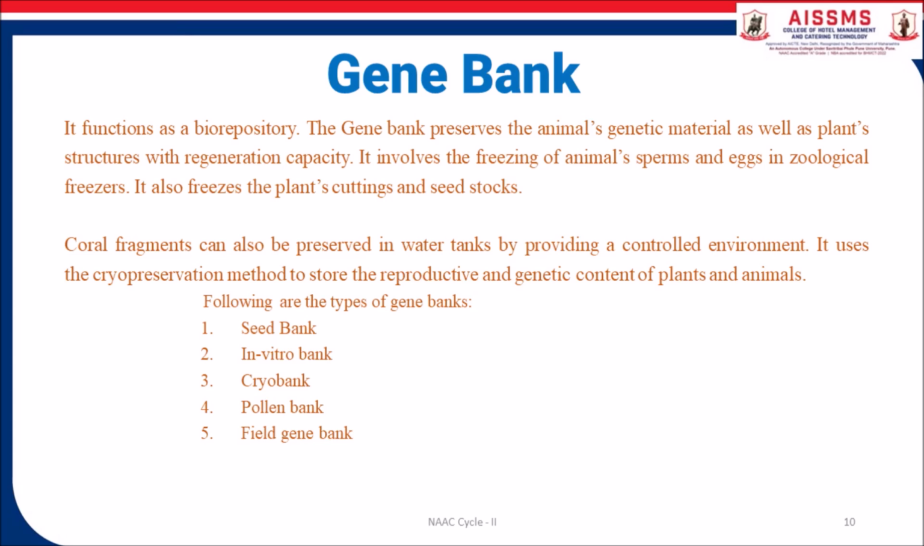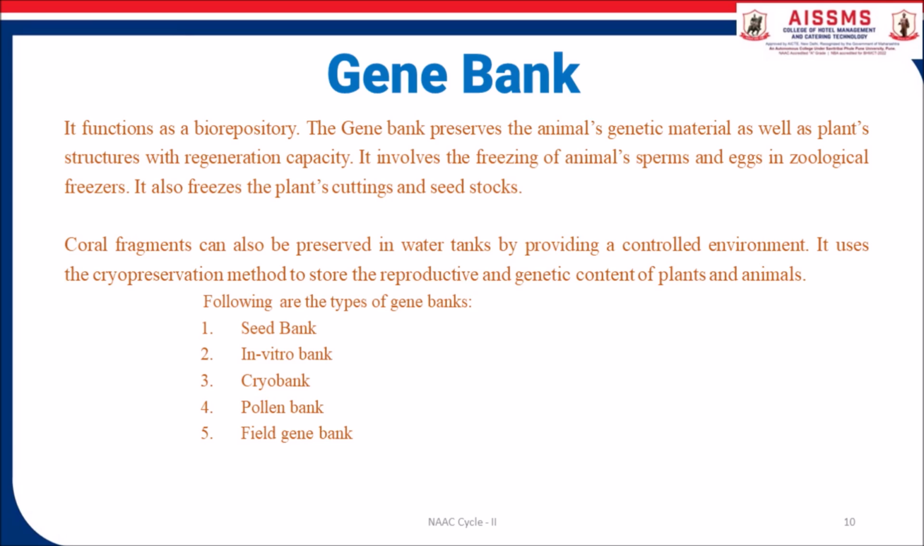The next type of gene bank is the cryobank. It preserves seeds and embryos through cryopreservation at minus 196 degrees Celsius. Cryobank targets to conserve extinct species. It is also helpful for the preservation of animal genetic resources.